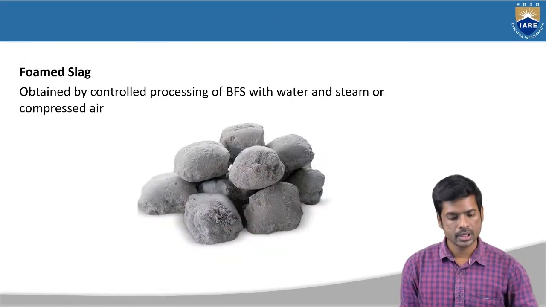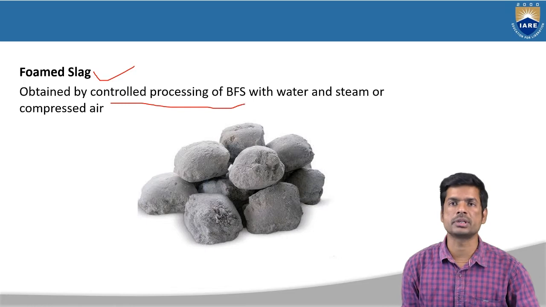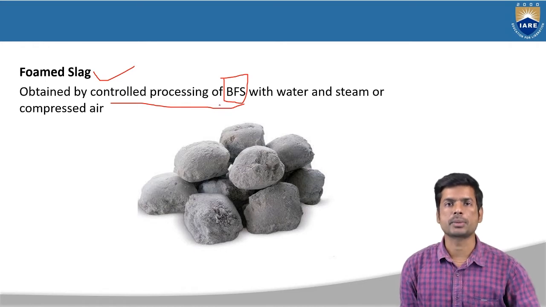And the next one, foamed slag. Foamed slag is obtained by controlled processing of BFS, that is blast furnace slag, which is a waste material obtained in the manufacturing of metals. So from there we are getting blast furnace slag.